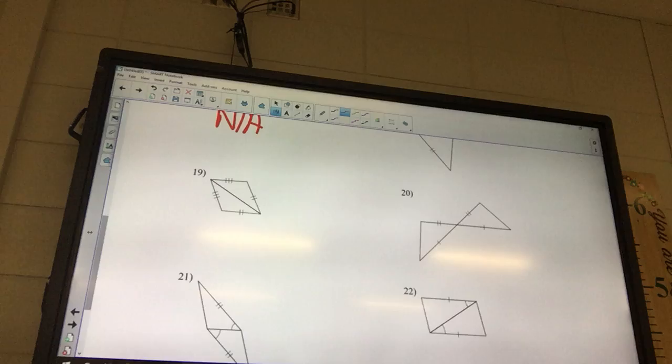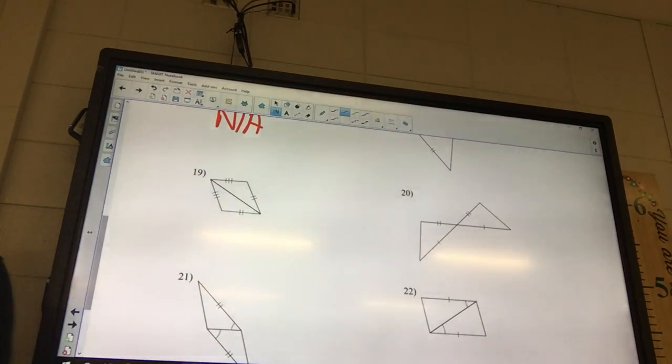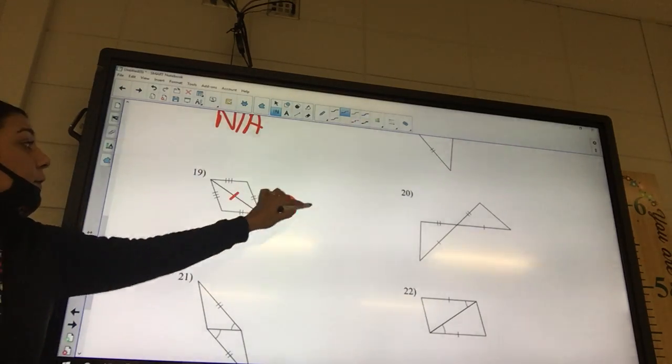Okay, look at 19. What's marked? Two sides are marked, but no angles. Could we mark any sides or angles? Yeah, another side in the middle. Why can we mark that middle side? Because these are touching, we know that they are the same line, and if something's the same line, then they're congruent. So it would be an SSS.